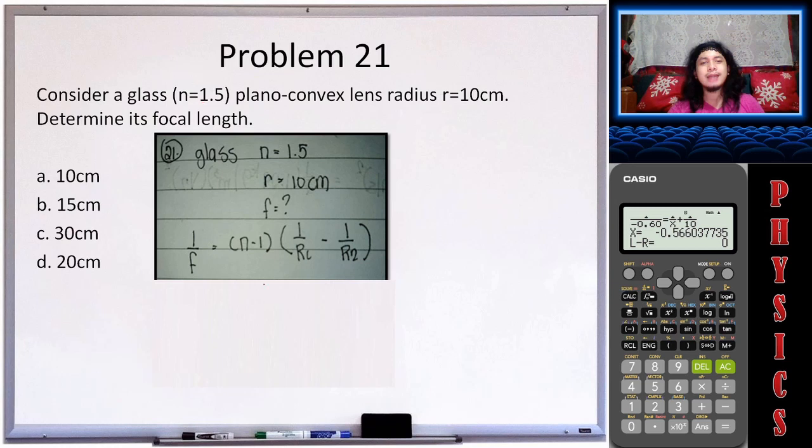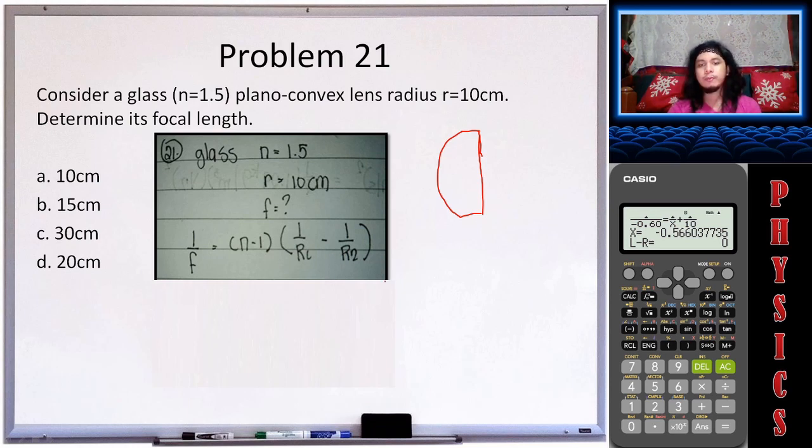Papasok lang natin sa formula. Pero this time, sir, paano yan, sir? Isa lang naman yung radius na binigay. And sabi diyan, plano-convex. So, ano bang itsura ng plano-convex na yan? Ito yan. Yan yung plano-convex. Anong nangyari, sir? Paano yan? Ano yung radius na isa? Alam natin, 10 cm yung isa.